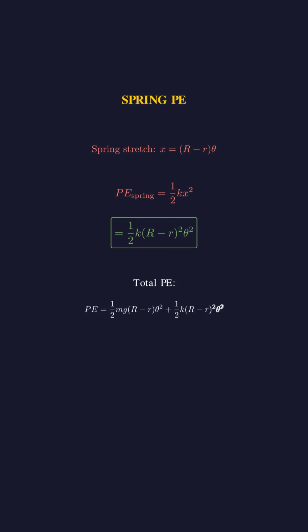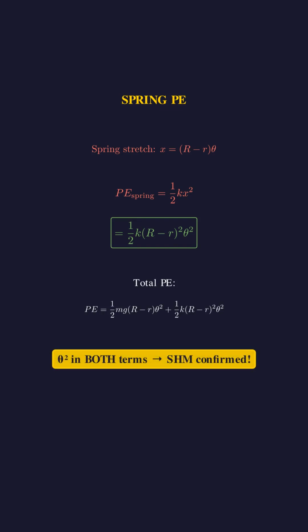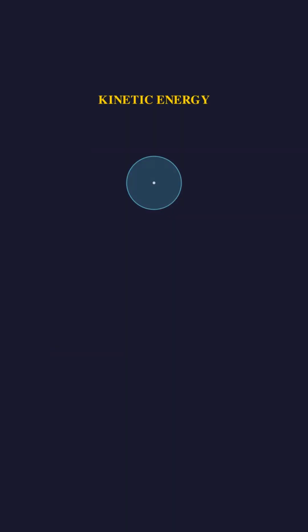Spring potential energy. The spring stretches or compresses by the arc length x equals (R minus r) theta. So the spring PE is 1/2 k x squared, which is 1/2 k times (R minus r) squared times theta squared. Both potential energies are proportional to theta squared. Classic SHM signature. Now the kinetic energy.